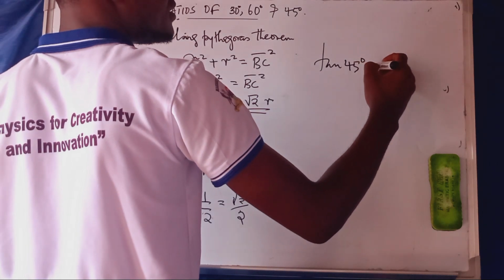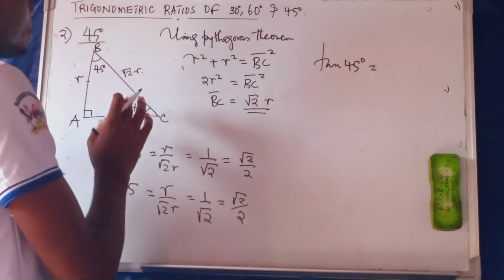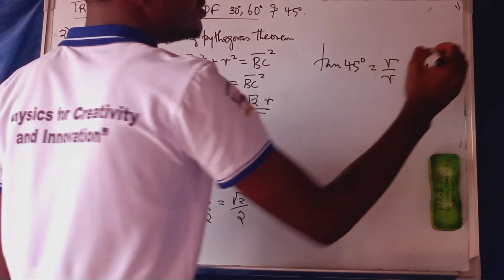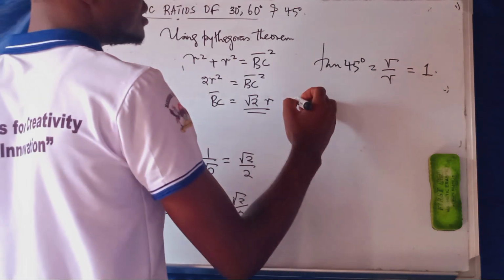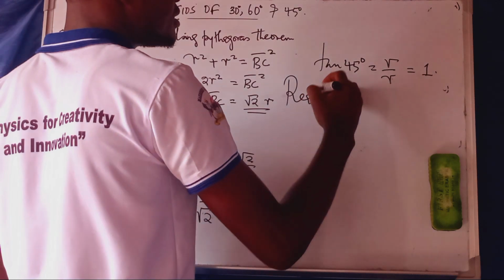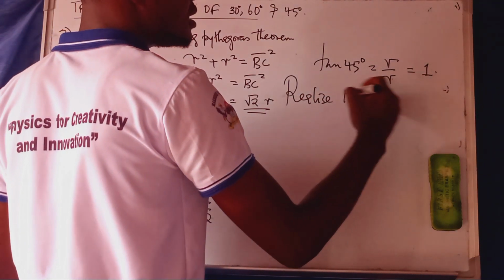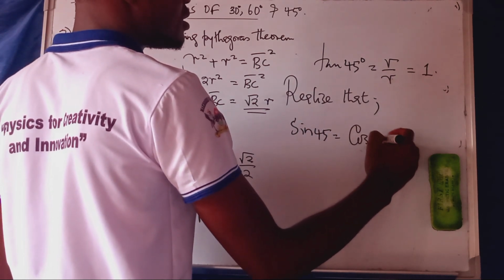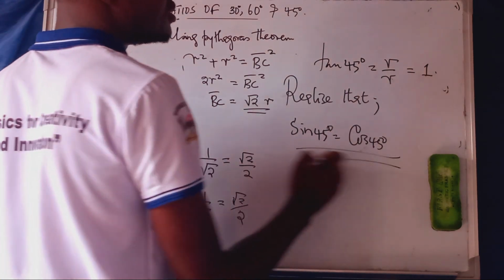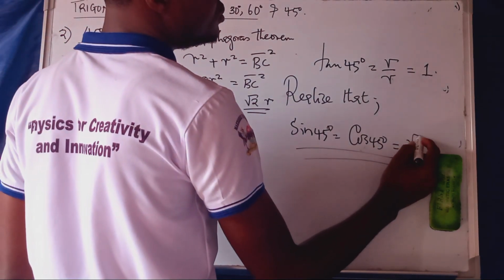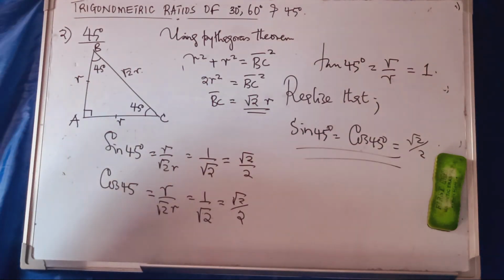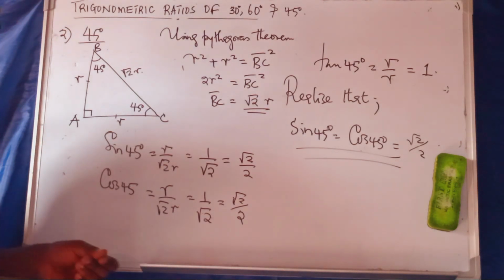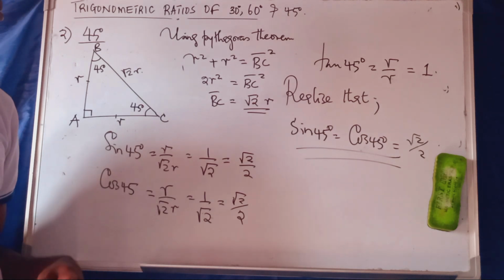Tan 45 is always this over this. So it is R over R, which is 1. So we realize that sine 45 is always equal to cosine 45 degrees. That is very important, and this is always equal to root 2 over 2. You can confirm that on your calculator. It is very correct. So that is specifically what we can talk about.